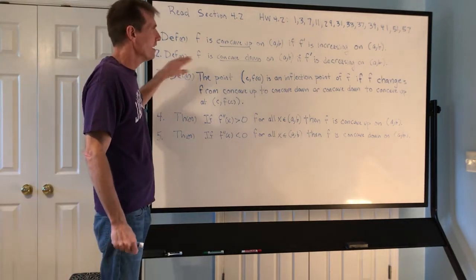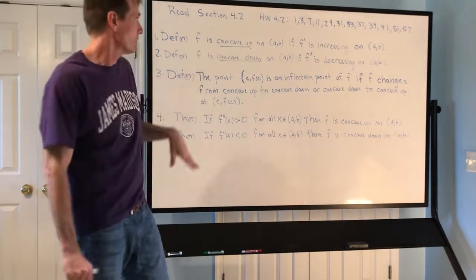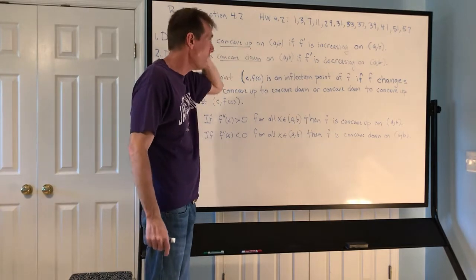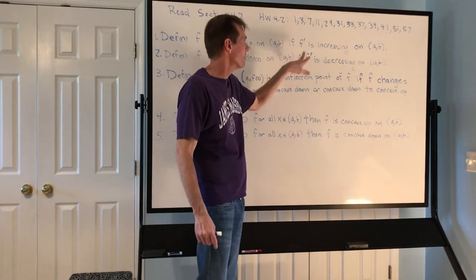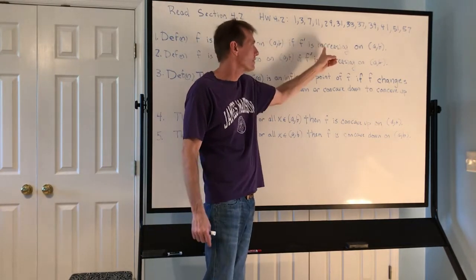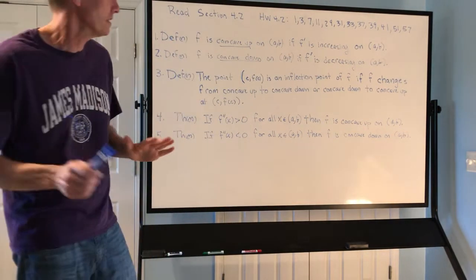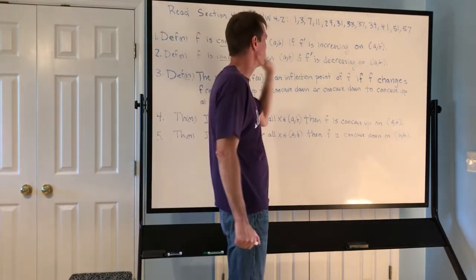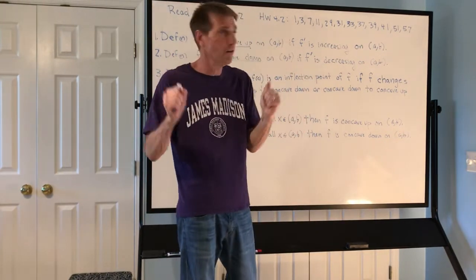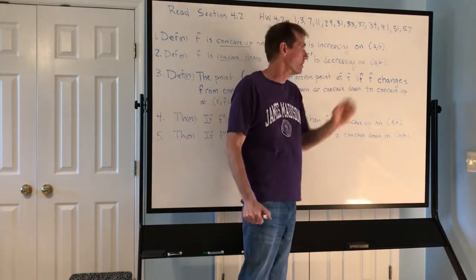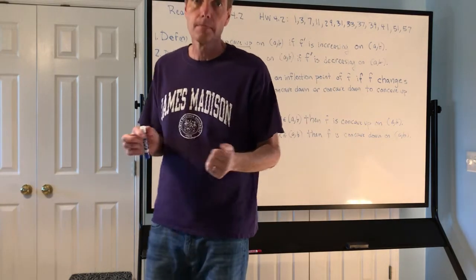Now the definition of concave down is almost identical. The words are identical, except we have down instead of up. On (a, b), if f prime is, instead of increasing, decreasing. So the definition that a function is concave down is that the derivative as a function itself, not f, is decreasing on the open interval (a, b).